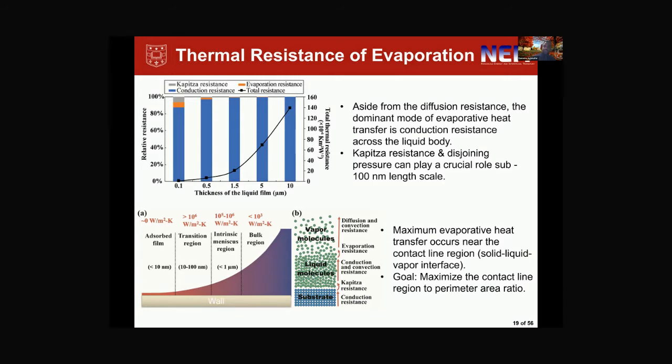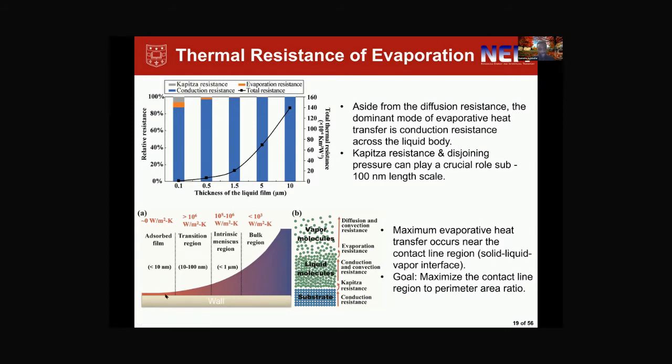But aside from the diffusion resistance, the dominant mode of evaporative heat transfer typically is the conduction resistance across the liquid body. Also, at the sub-100 nanometer length scale, the interfacial resistance and also disjoining pressure can play a very crucial role. In other words, for these thin liquid films you typically have an adsorbed region, and you have very strong intermolecular forces.